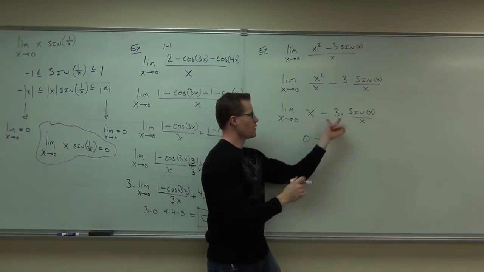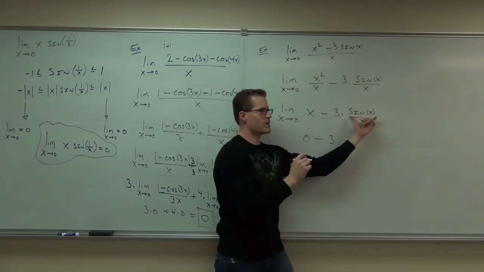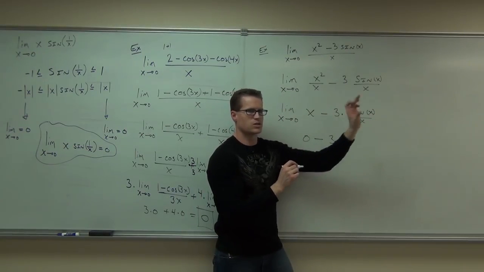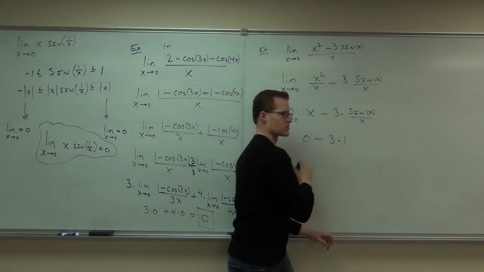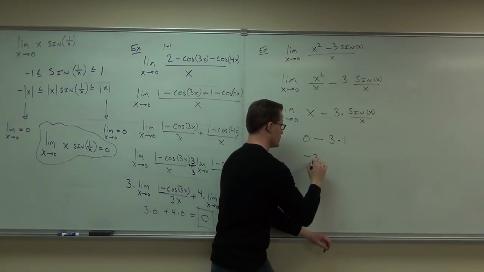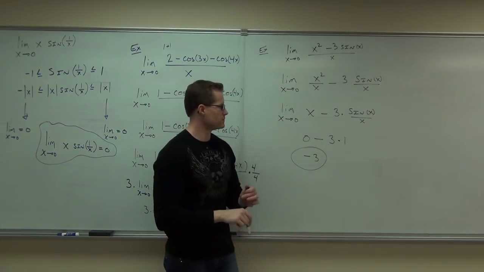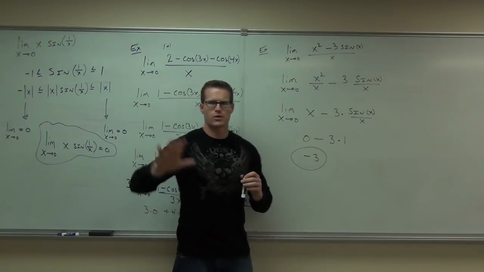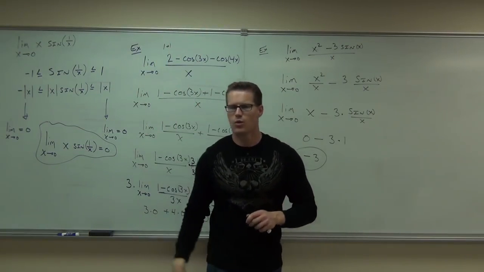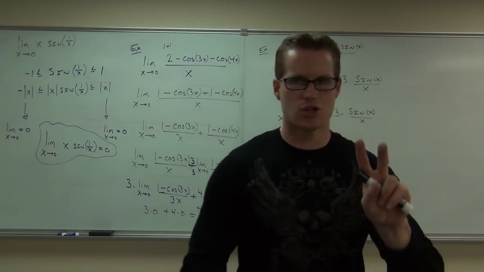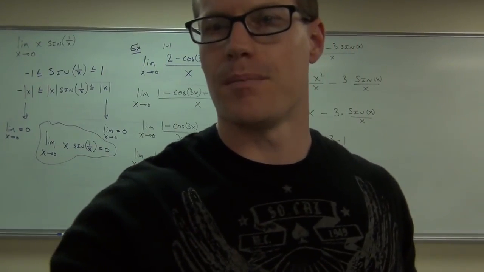So here, this goes to 0. This 3, that's going to stay at 3. What's the limit of sine x over x as x approaches 0? What's my answer? The answer is -3. Would you raise your hand if you're okay with this one? We'll practice a couple more next time. I want to show you 2 other things we can do, and that'll wrap it up.